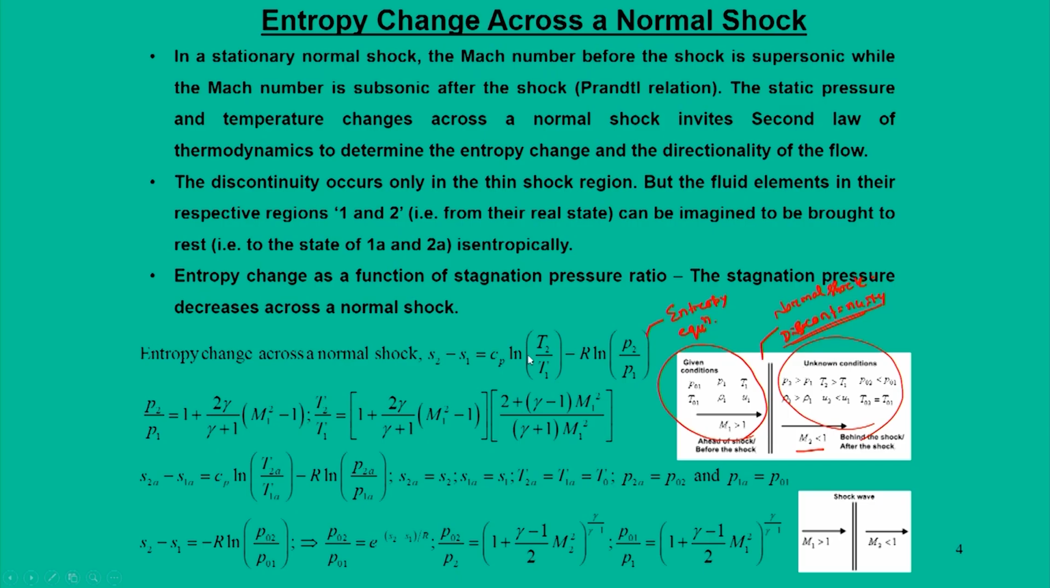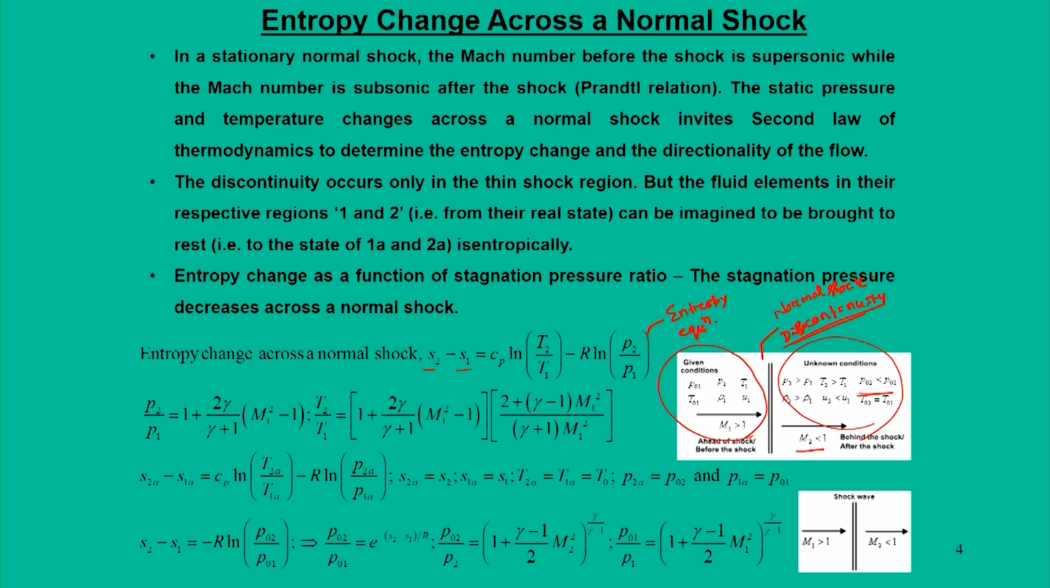But such information can also be correlated with stagnation conditions. What happens to stagnation pressure? We have already said that stagnation pressure drops. Why it drops, we are going to get that answer by calculating the entropy change. For the time being, when you look at the actual flow phenomena, S2 and S1, this is what occurs across a normal shock.